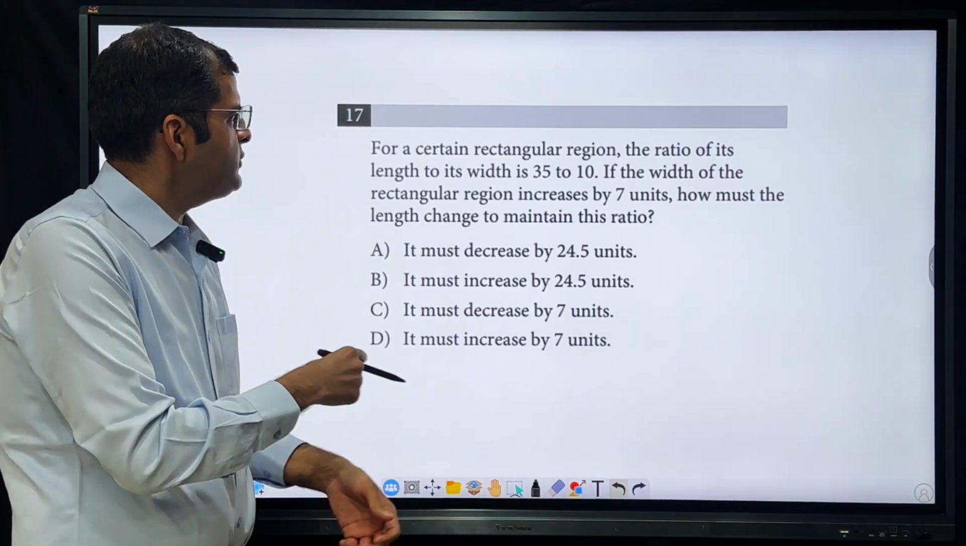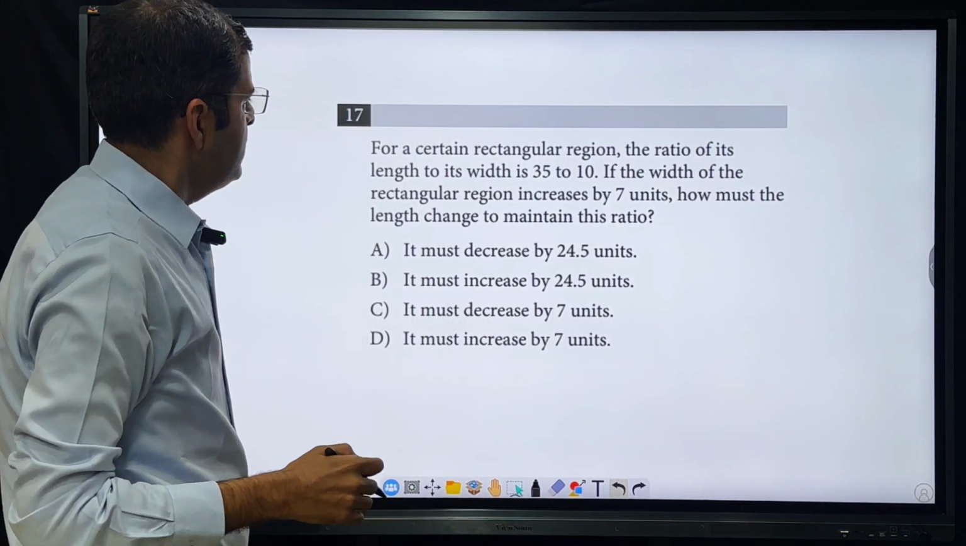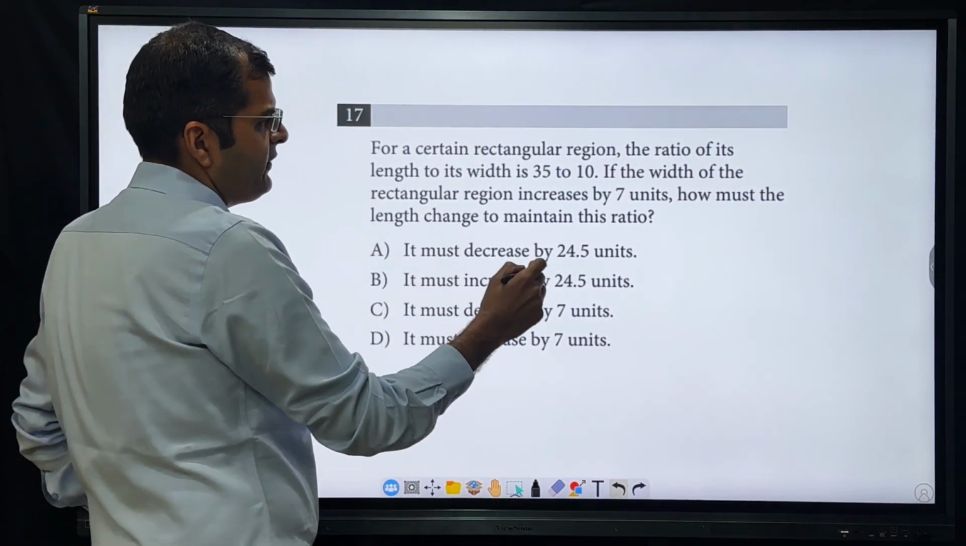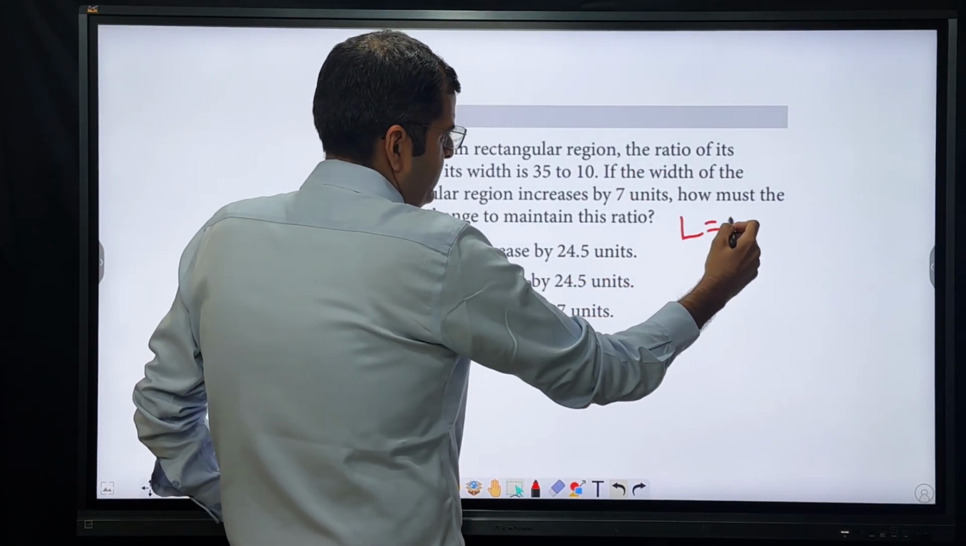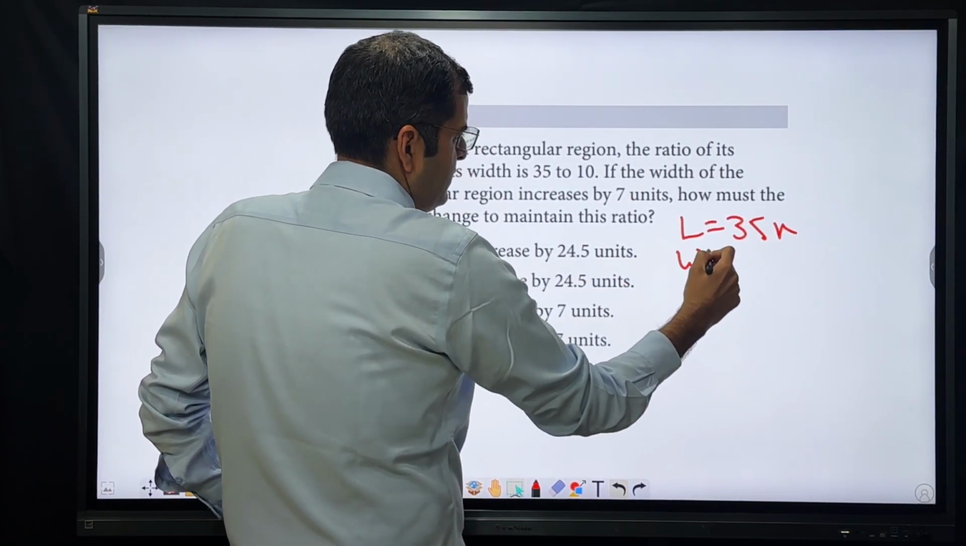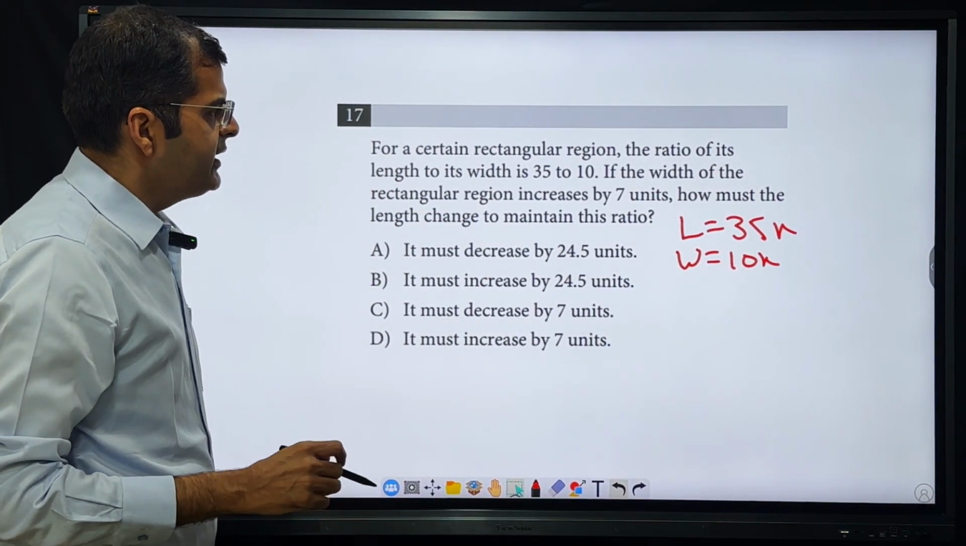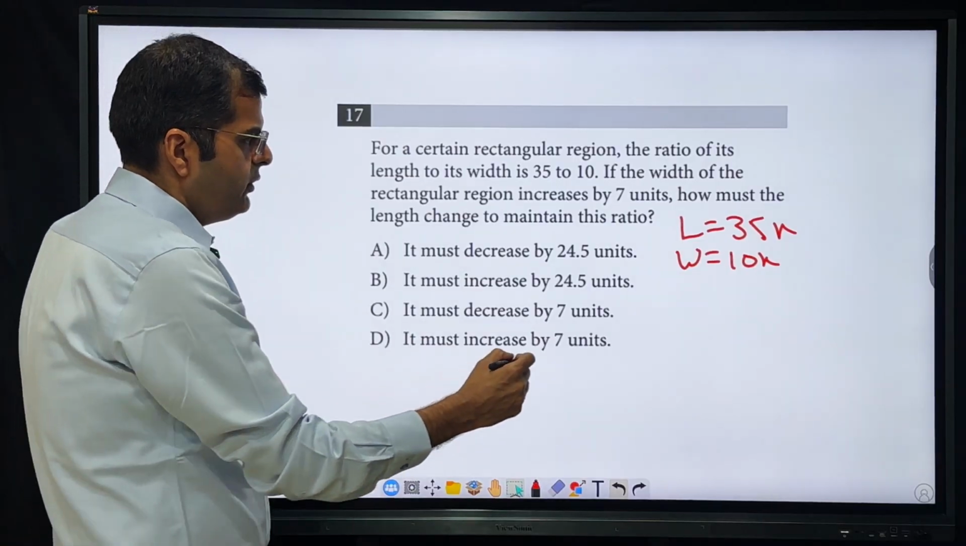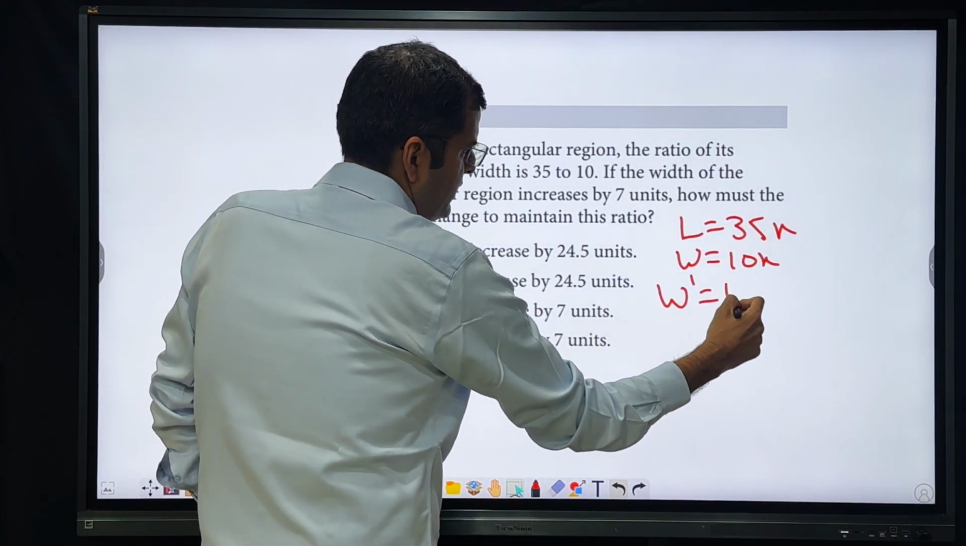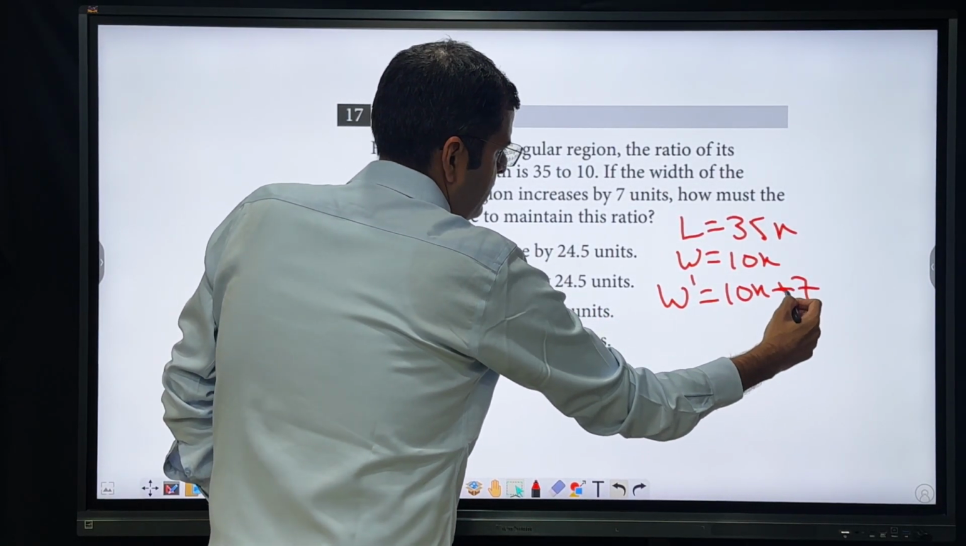Okay, so this question says for a certain rectangular region, the ratio of its length to width is 35 to 10. So that means you can assume the length to be 35x, width is 10x. If the width of the rectangular region increases by 7 units, so the new width W dash has become 10x plus 7.